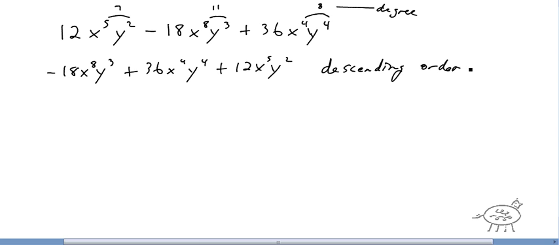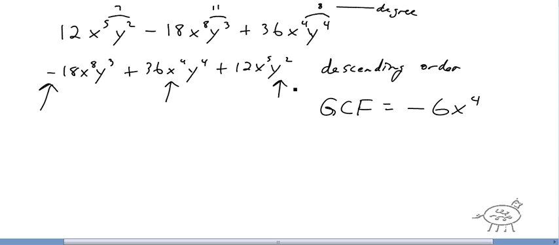Now you got to find your greatest common factor. Well, guess what? It's definitely going to be negative. What goes in 18, 36, and 12? 6 does. And then what I want to do is I want to find the smallest exponent for the x. That's x to the 4th. And then the smallest exponent for the y. That's y squared.